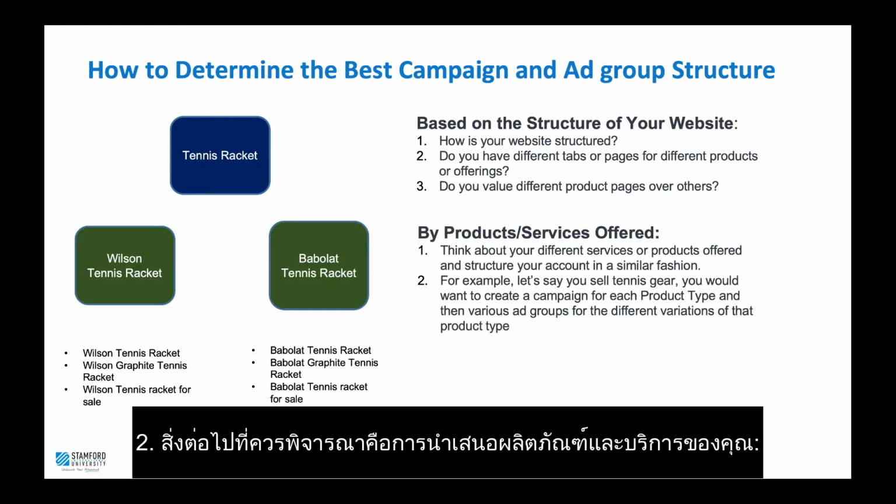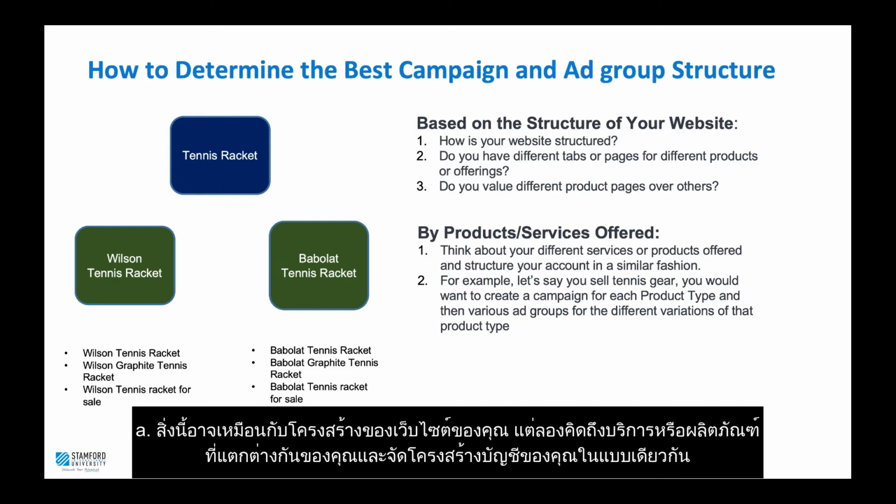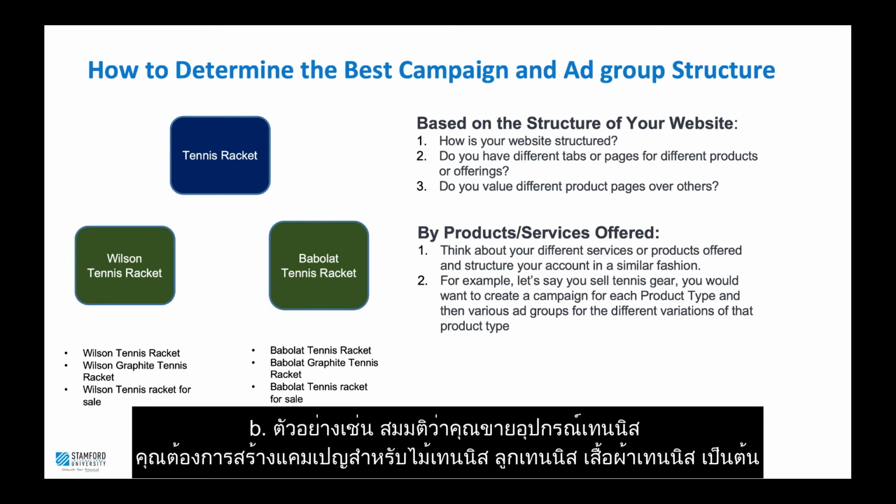The next thing to look at is your products and services offered. This is likely to be very similar to the structure of your website, but think about your different services or products offered and structure your account in a similar fashion. For example, let's say you sell tennis gear. You want to create a campaign for tennis rackets, tennis balls, tennis clothing.